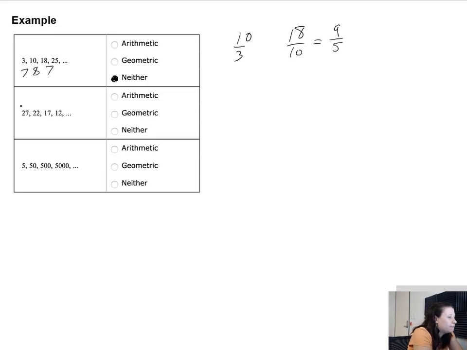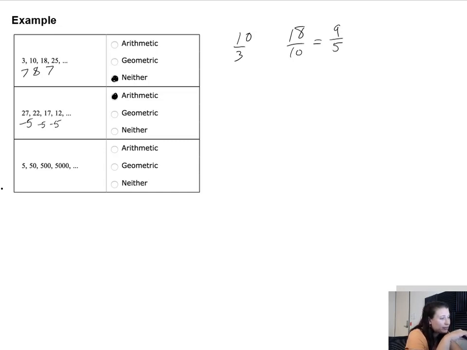Now the next one. We go from 27 to 22, that's down by 5. 22 to 17, that's down by 5 again. 17 to 12, down by 5. Well, right there we know it's arithmetic because it's a common difference. Now, this one, you can just look at it and know that one does not have a common difference, right?